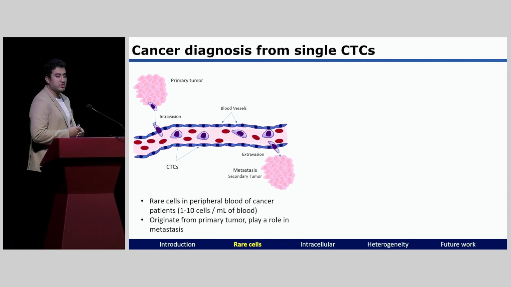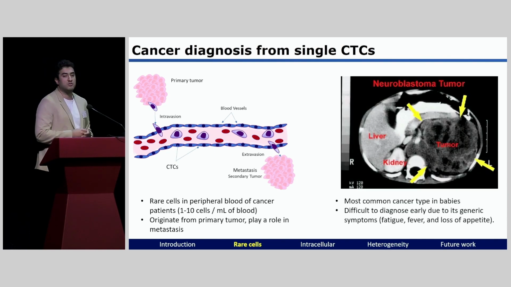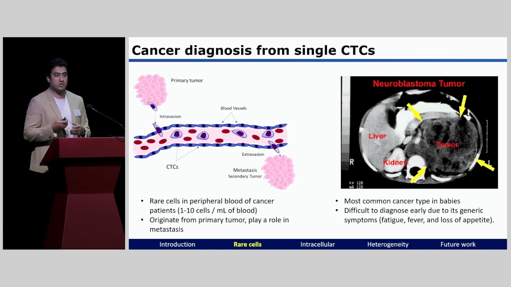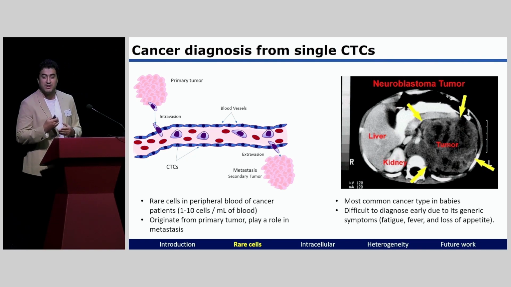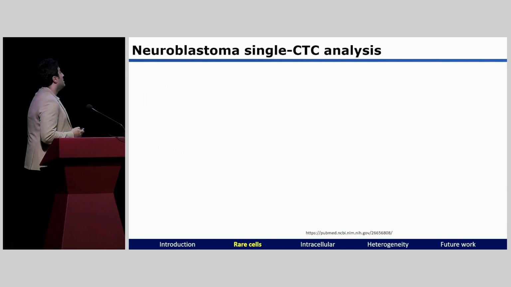With this in mind, we targeted neuroblastoma. Neuroblastoma is the most common cancer in children or babies back in Japan. The problem with neuroblastoma is that its symptoms are very diffuse: fatigue, fever, etc. When my daughter comes back from daycare with a fever, I don't think of cancer, right? So it's very difficult to diagnose early.